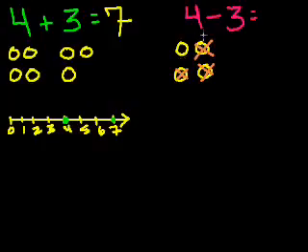How many lemons would we have left? Well, this is the only one that I haven't crossed out, so we would have 1 lemon left. And this would be the lemon that's left. It didn't have to be that one. I could have crossed out any of the 3.